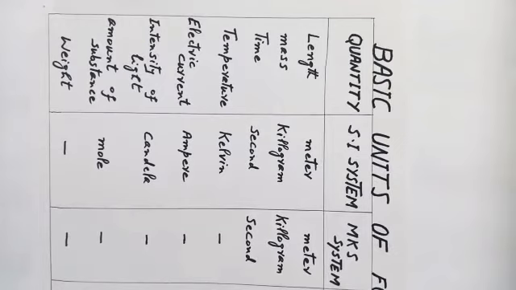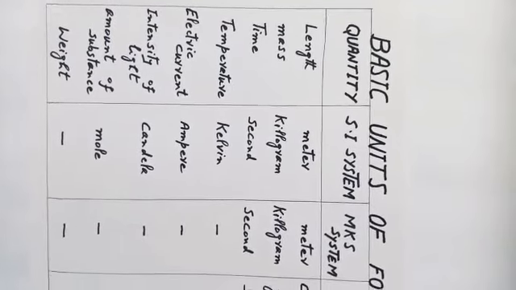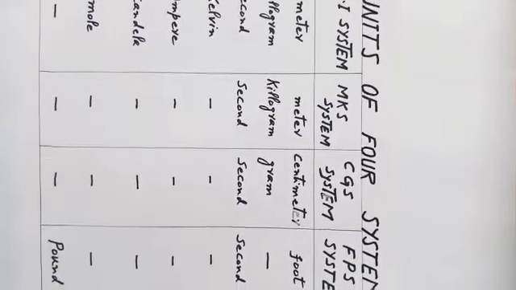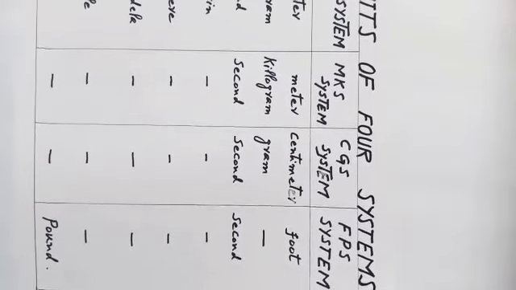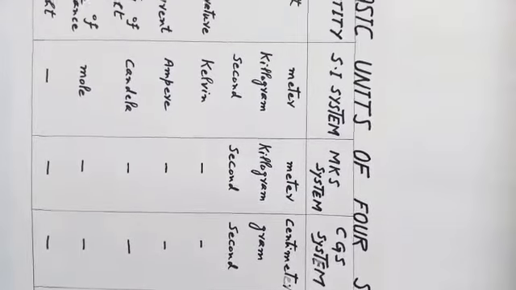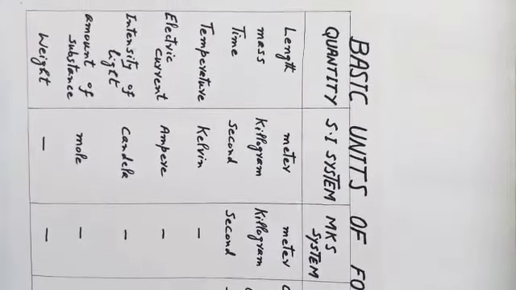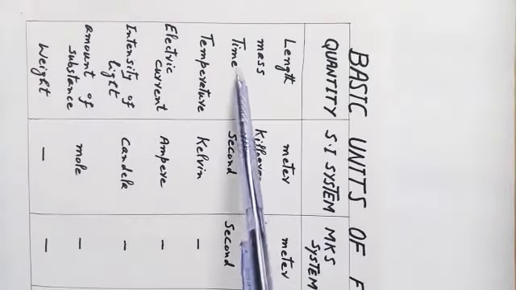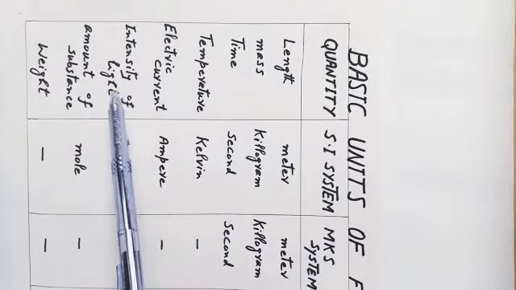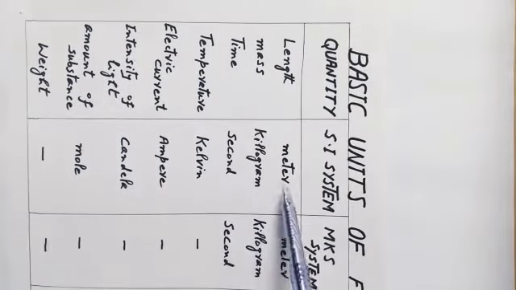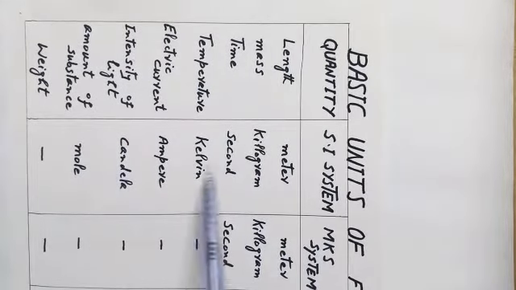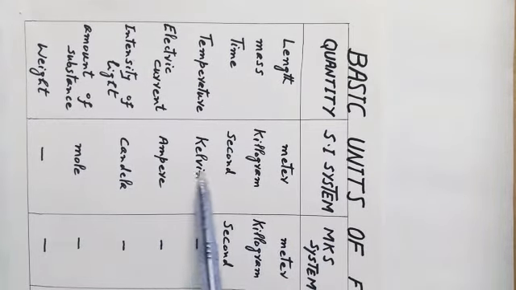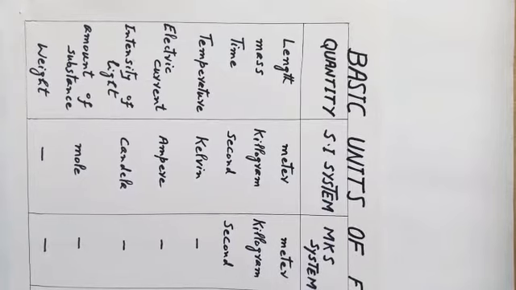Now this is a chart of the basic units of all the 4 systems. These are the quantities: length, mass, time, temperature, electric current, intensity of light, amount of substance, weight. And these are the basic units of SI system, that is meter, kilogram, second, Kelvin, ampere, candela, mole. These 7 are the basic units of SI system.